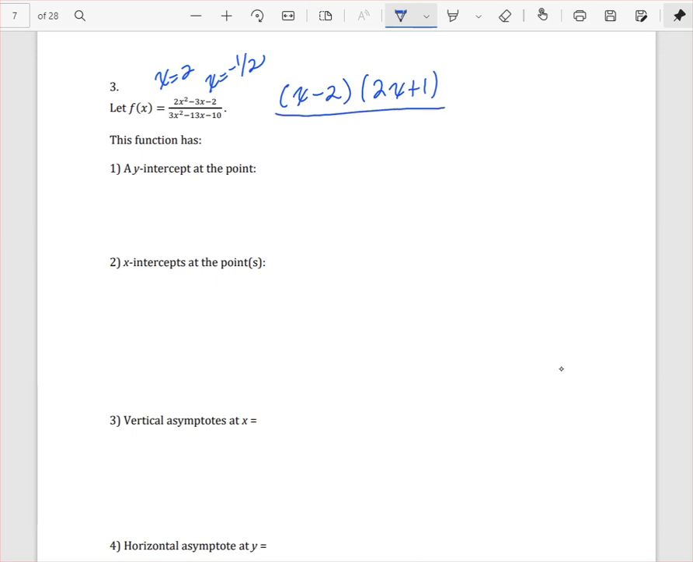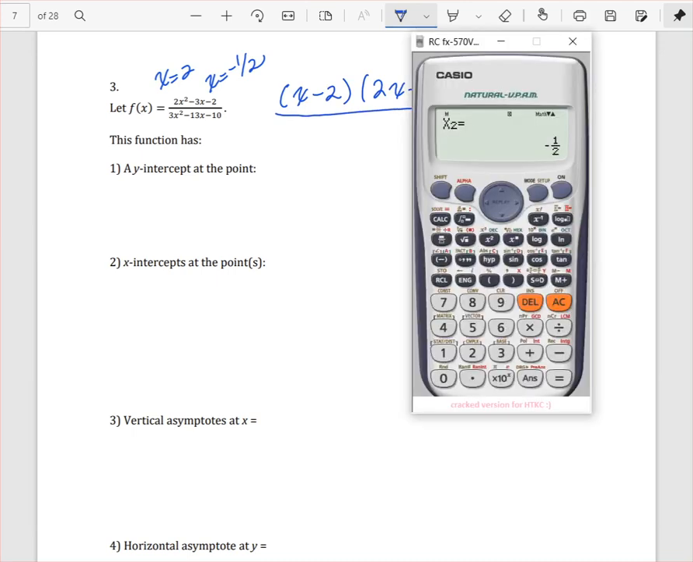Then I'm going to do the bottom because remember, we do need those answers, not just the factor, but sometimes the answers. So that's why I want to be careful there. Now on the bottom, it will be 3, negative 13, negative 10.